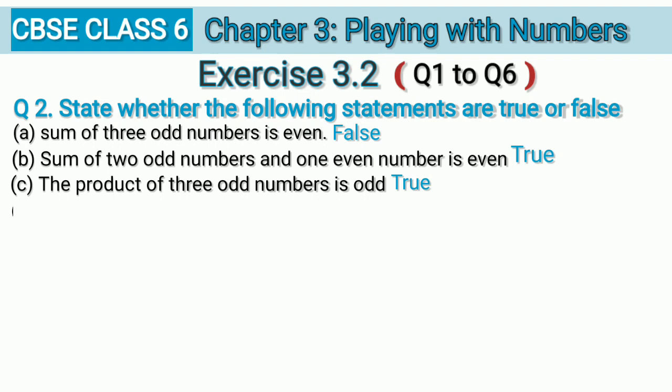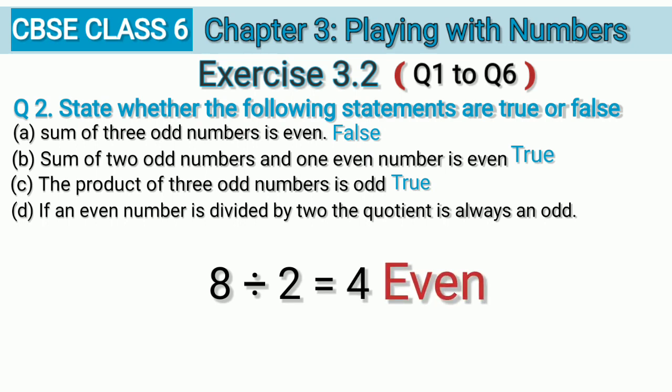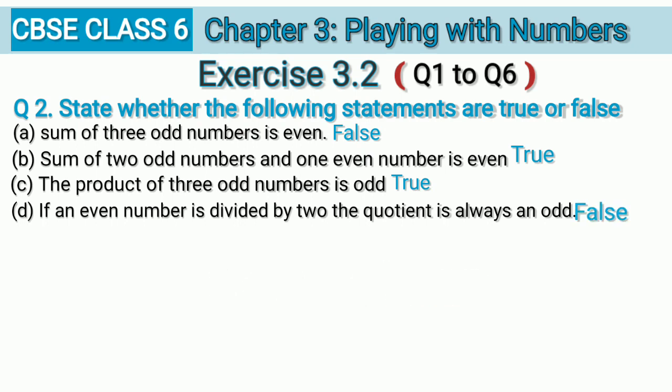The next statement is, if an even number is divided by 2, the quotient is always odd. Let us check the statement by dividing the even number 8 by 2. We get the quotient 4, which is not an odd number, so the given statement is false.